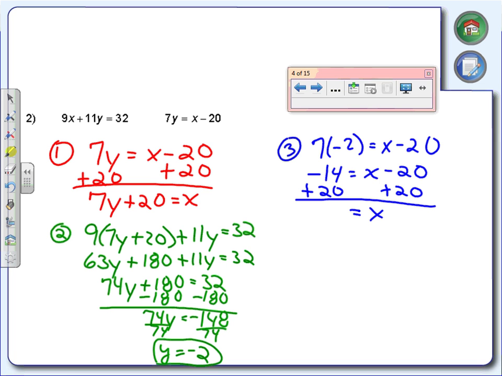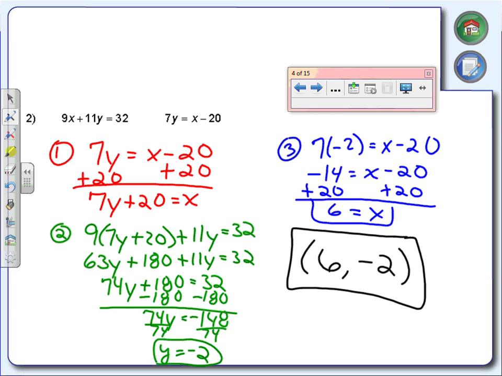So negative 14 plus 20 would give us a 6. So x equals 6. But again, just make sure you write it as an ordered pair. And in this case, that ordered pair would be (6, -2). And there it is. So again, this is just a different method to solve a system. We can graph it. We can also use substitution.